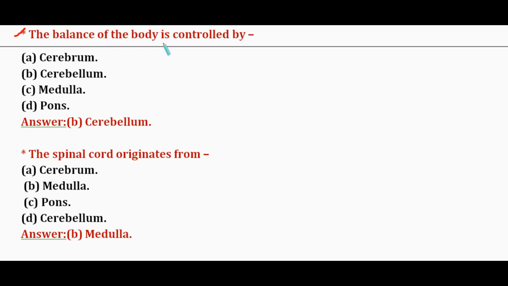The question: the balance of the body is controlled by cerebrum, cerebellum, medulla, pons. The correct answer is cerebellum. The spinal cord originates from cerebrum, medulla, pons, cerebrum. The correct answer is medulla.